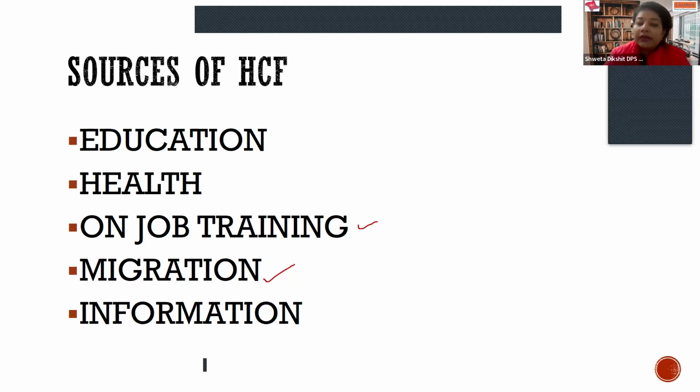For example, if a person is migrating from rural India to urban India, they can definitely avail a better education system, better health, better job training, and many more opportunities which are not possible due to certain challenges and limitations in rural India. So migration definitely helps a lot in the formation of human capital.